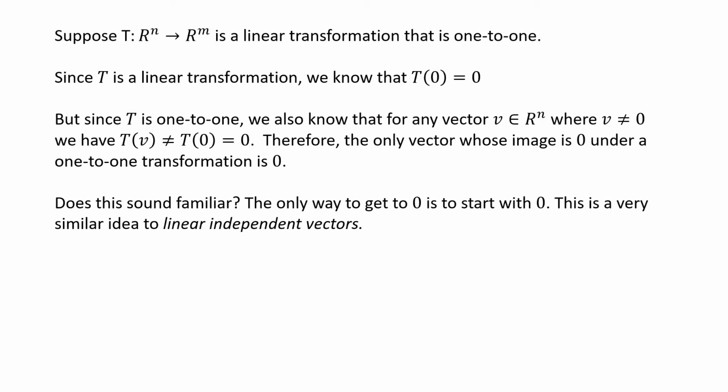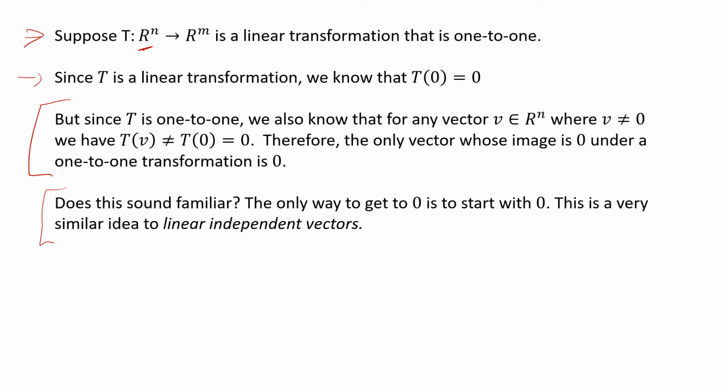So let's take a look at one-to-one. Let's say that we have something and I tell you it's one-to-one. So it means that if I start with two different things, I end up with two different things. Since T is a linear transformation, we know that T of 0 equals 0. What does this mean? This means that nothing else can turn into 0. No matter what other vector I start with in Rn, it will never transform into 0. So the only way to get 0 is to start with 0.